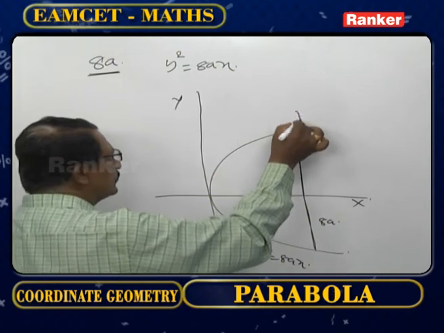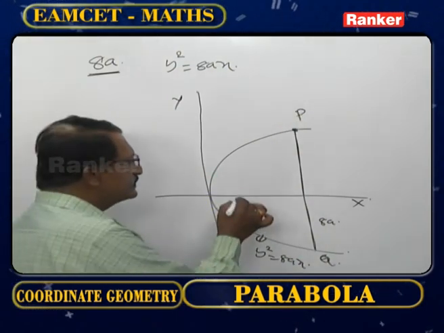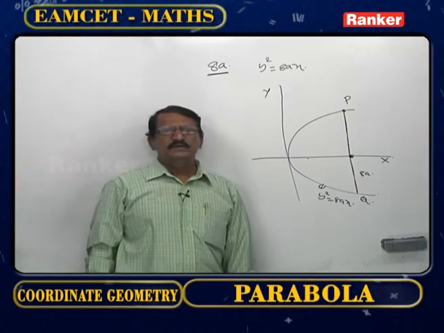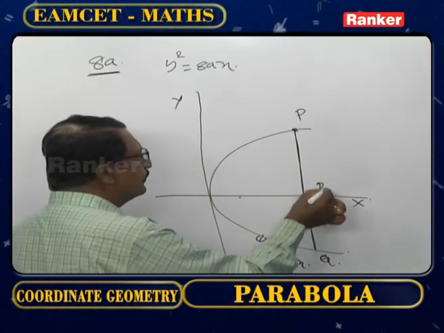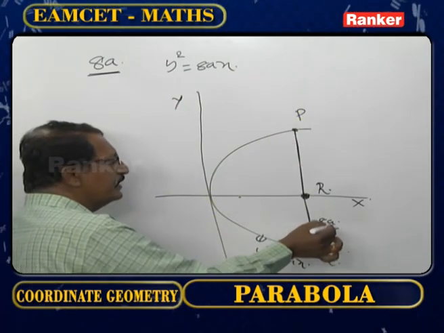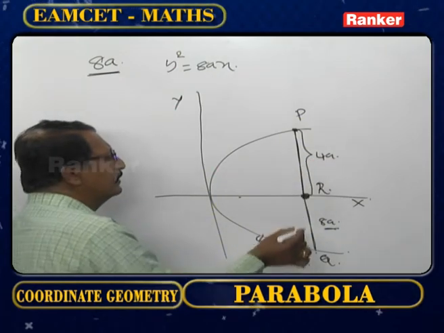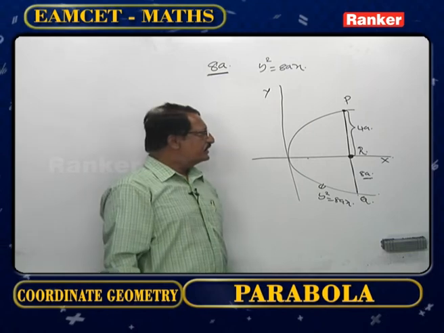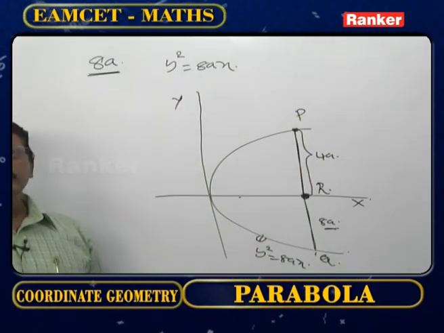Total length: suppose PQ is the double ordinate, and the axis of the parabola bisects the double ordinate. Consider this point R. Now R is the midpoint of PQ, but PQ equals 8a, so PR equals 4a. RQ is also 4a. Total length of the double ordinate equals 8a.